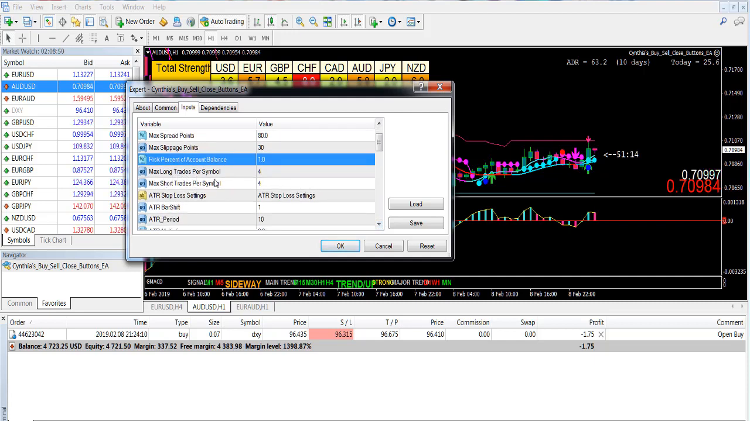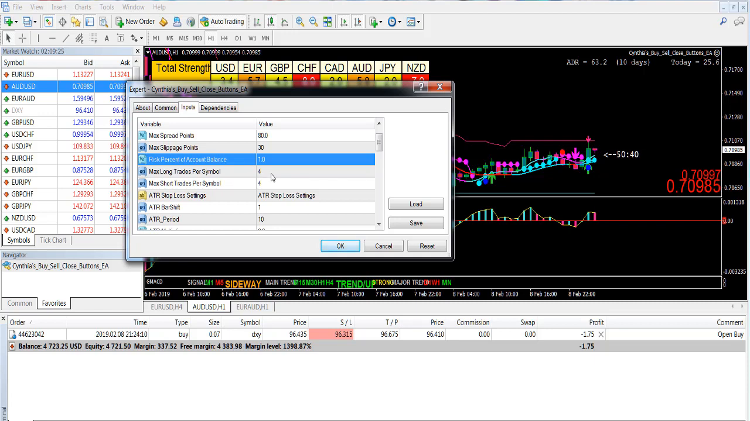The max long trades per symbol is 4. You can change this to 1. If you're using this on a US broker that has the FIFO rule, which is first in, first out, you don't want 4 trades per symbol. You can only have 1 trade per symbol, and it should not be a hedge trade. Of course, they don't allow you to hedge, but first in, first out is a terrible rule by the US brokers. It really can cost you a lot of money.